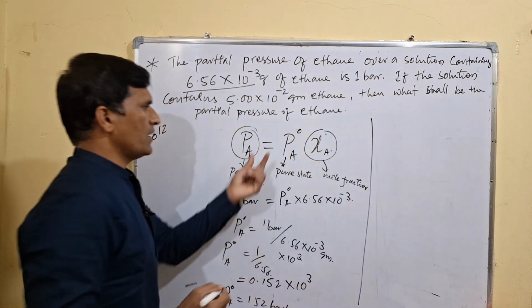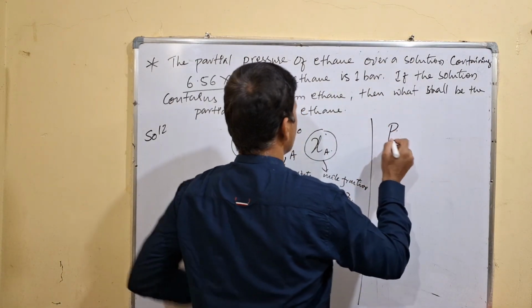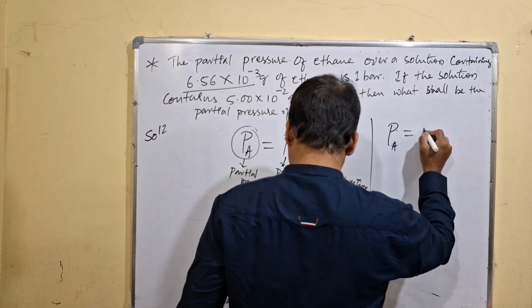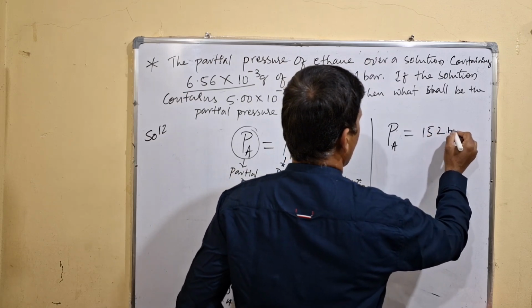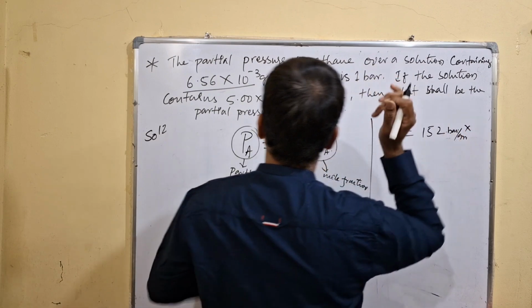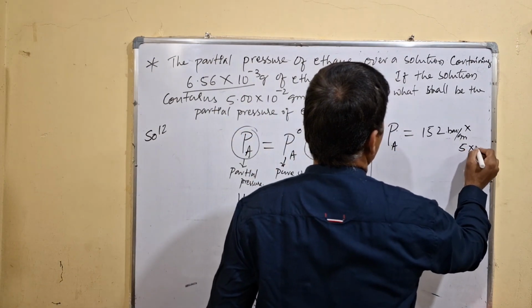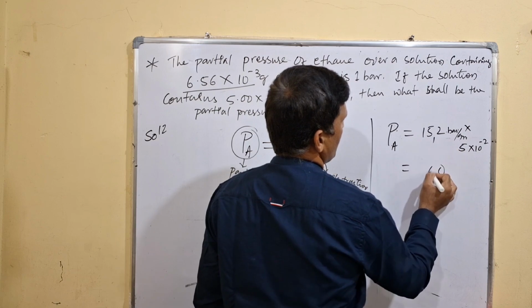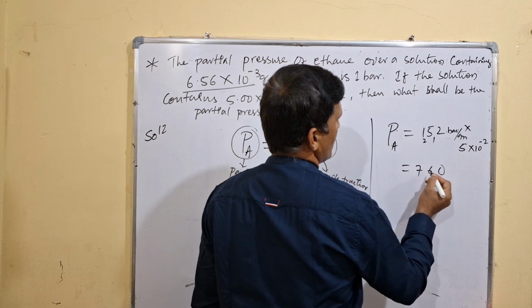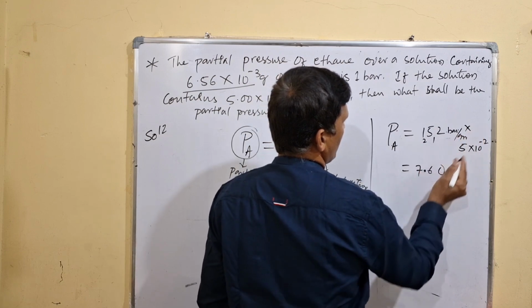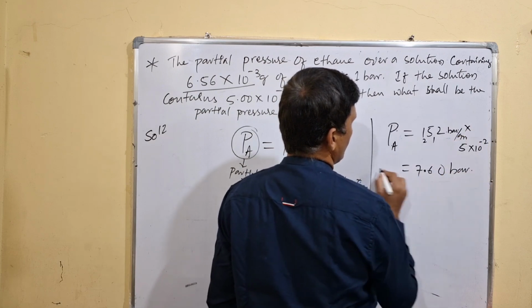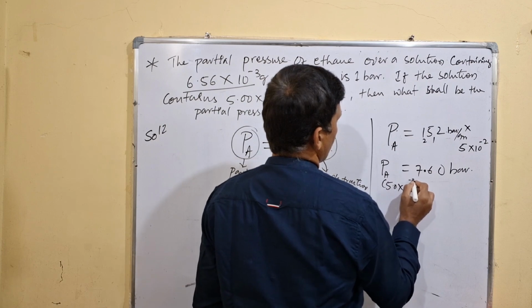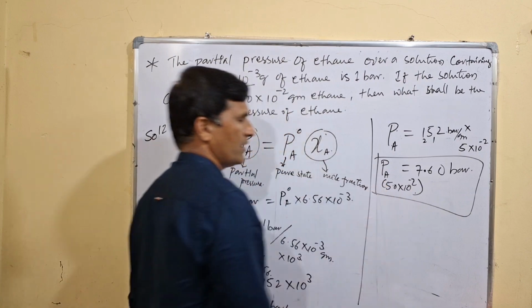Now you substitute that. If you want to calculate the partial pressure at another concentration, PA is equal to P naught A, which we have already calculated, so 152 bar per gram, into 5 into 10 to the power minus 2. If you do that, it comes around 7.6 bar will be the pressure at concentration 5.0 into 10 to the power minus 2. So that is how you are supposed to calculate this problem.